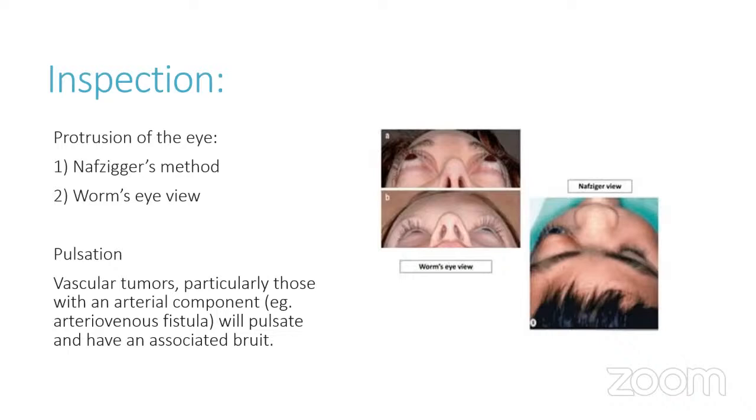The second method of viewing is the worm's eye view, where the doctor sits in front of the patient and the patient looks upwards, and from the lower view we can see whether proptosis is present. Then while inspecting, we can also look at pulsations. The pulsation usually indicates a vascular tumor, particularly those with an arterial component, for example an arteriovenous fistula. It will pulsate and will also have an associated bruit.